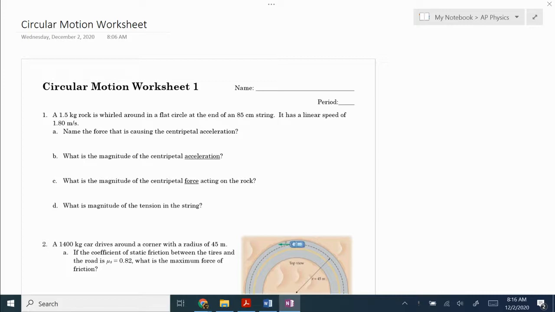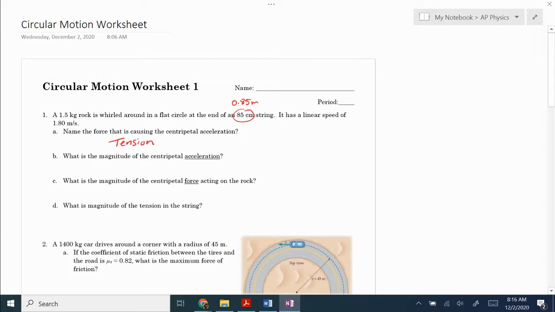So we have this 1.5 kilogram rock whirled around in a flat circle at the end of an 85 centimeter long string. Let's keep in mind that we would want to change that to 0.85 meters. It has a linear speed of 1.8 meters per second. Name the force that is causing the acceleration. So the force that's causing the centripetal acceleration is tension.